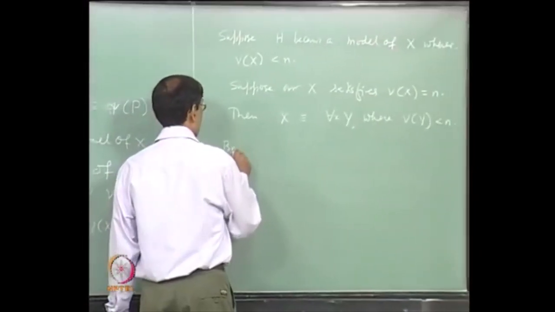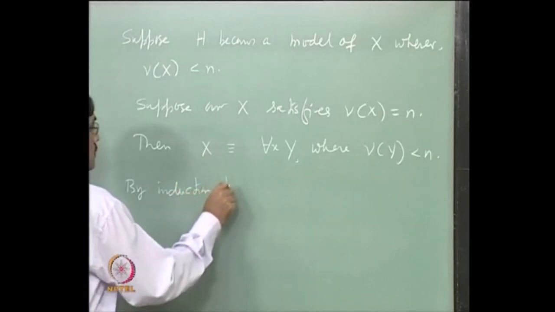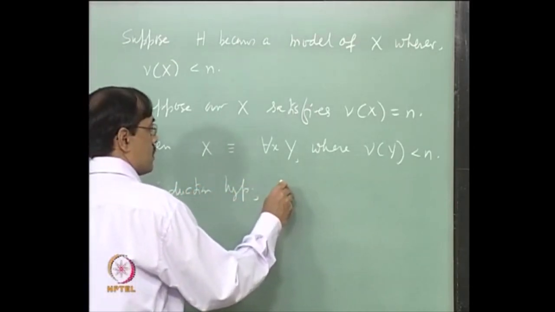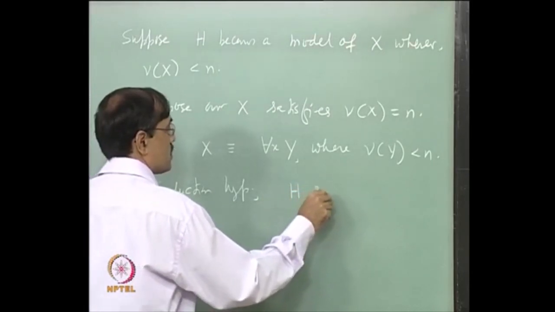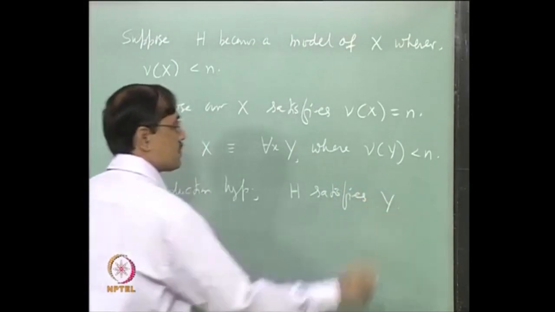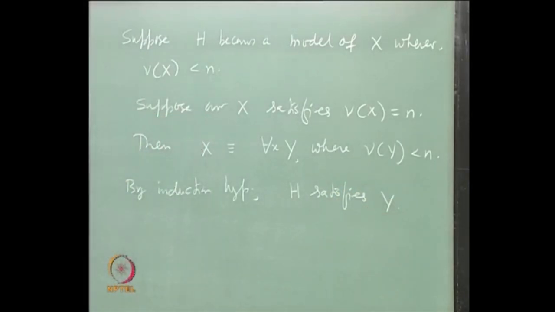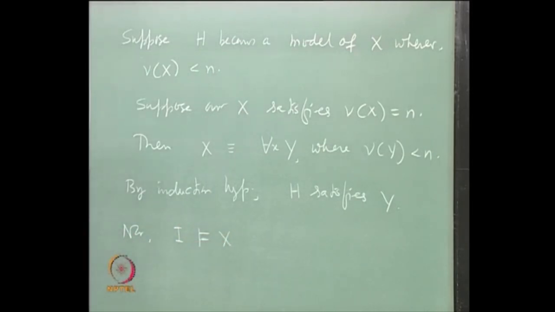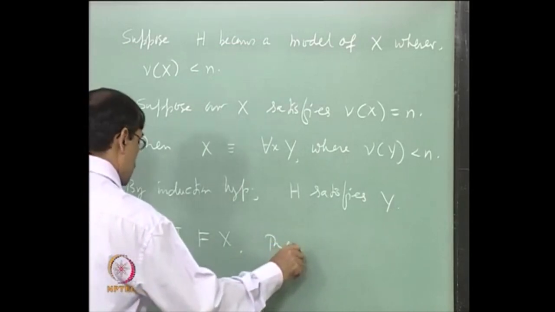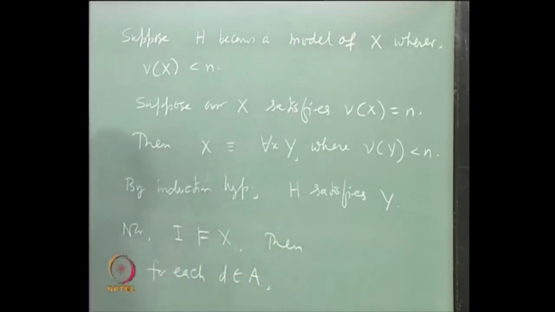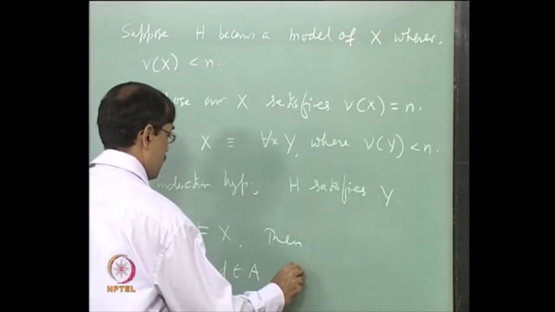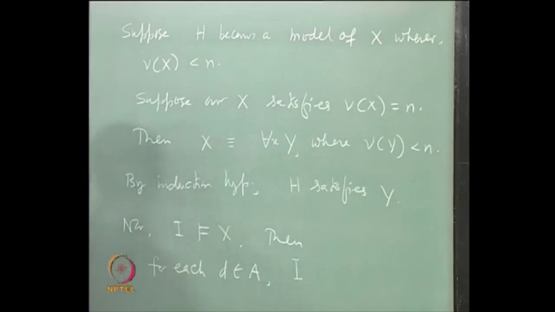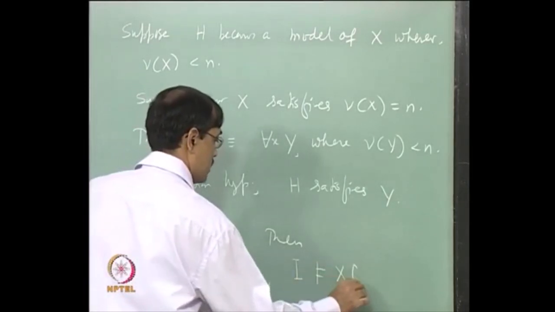Now by induction hypothesis, you get H satisfies Y, H is a model of Y, that much we know. Now let us see what to do for H. Now I is a model of X, so that means for each d in A, we have I satisfies Y of x by d.